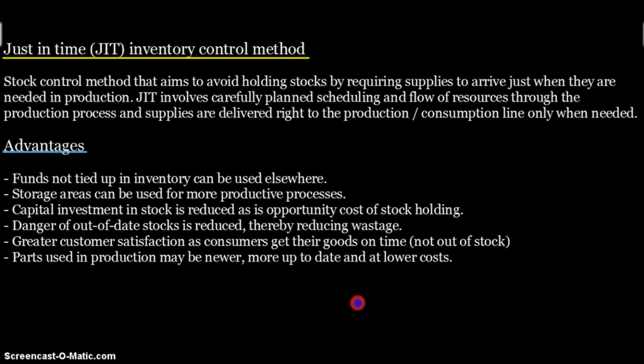The parts used in production may be newer, more up to date, and at lower cost. As we discussed, since you don't stock beforehand, the out of date issues are reduced, there's no obsolescence problem, and the items you're getting are fresh or technologically advanced, more up-to-date items basically. So these are all the advantages of using the JIT method.